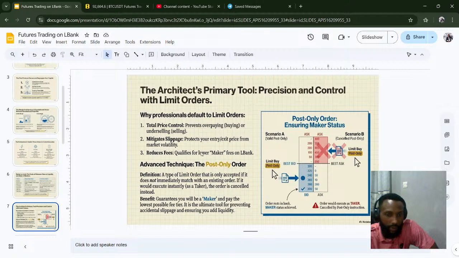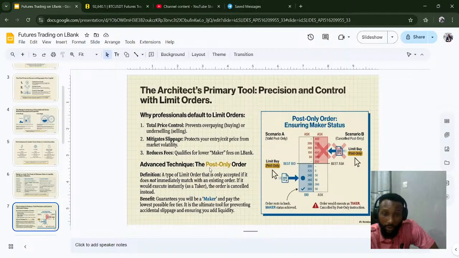It also reduces fees. Basically, you're paying the lower maker fee on LBank, and you can see the LBank fee is 0.02%, when taking a post-only order.